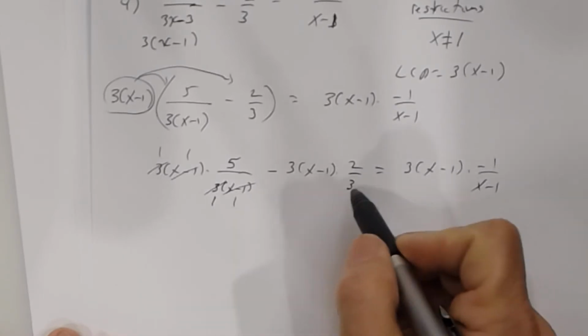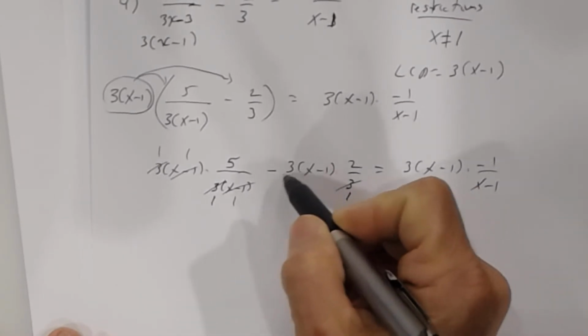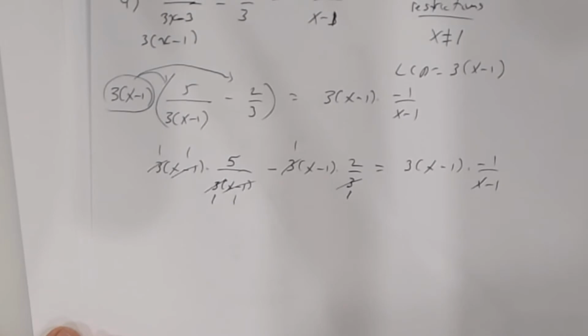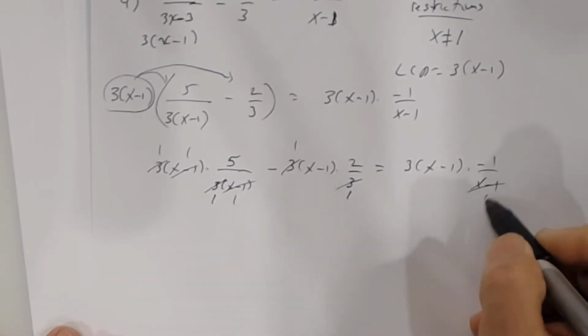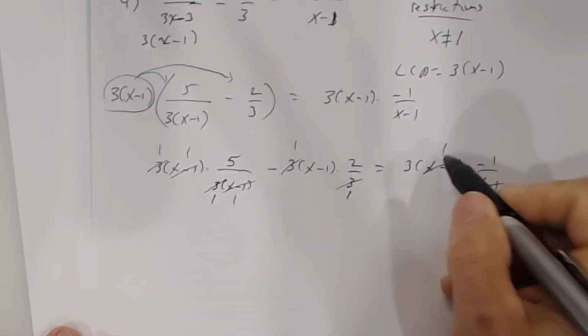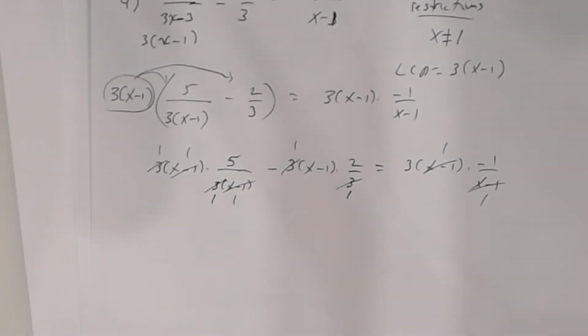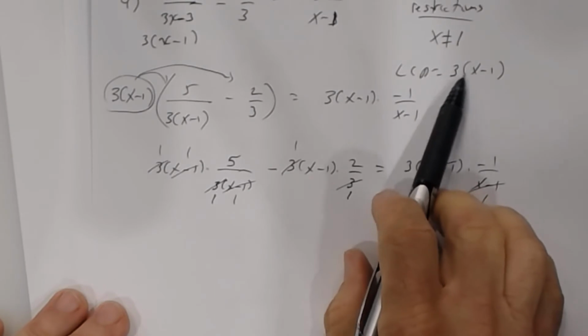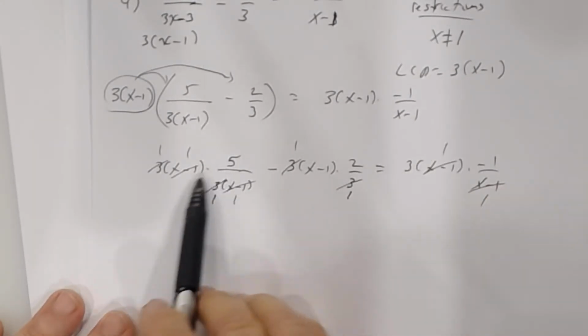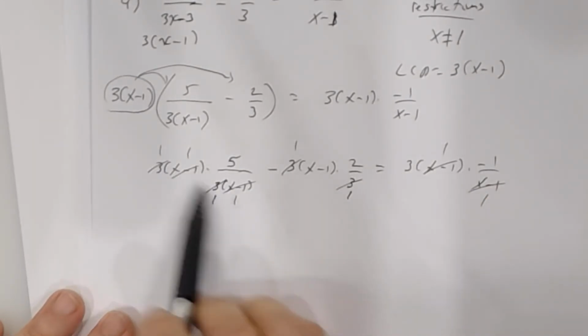Let's go to the next one. 3 into 3 is 1. Let's go to the next one. X minus 1 into x minus 1 is 1. Okay? So that's why, a while ago, remember I said leave it in factored form? Don't write it as 3x minus 3. Leave it in factored form so that way you can cancel out the factors.